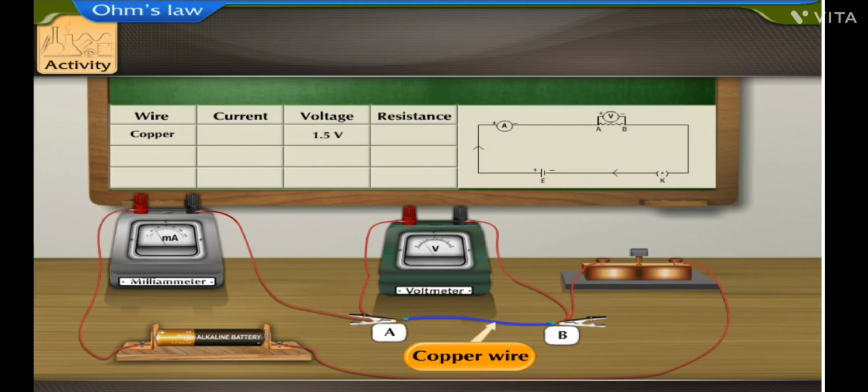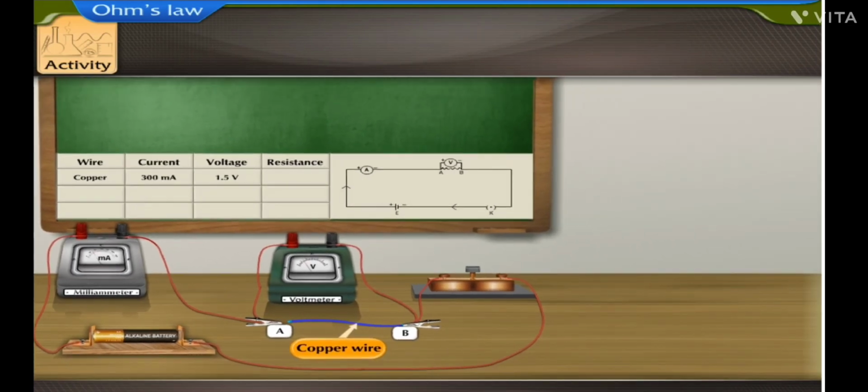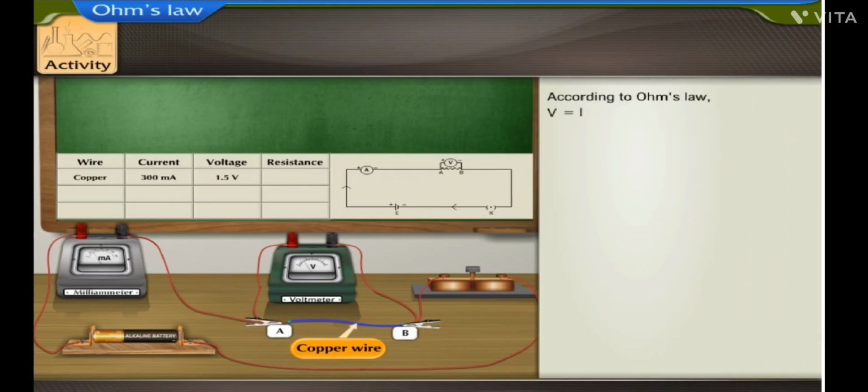It is 1.5 volt and 300 milliampere, which is equal to 0.300 ampere. Let us calculate the resistance of the copper wire using Ohm's law. V is equal to IR. Resistance of the copper wire, Rc, is equal to V upon I, which is equal to 1.5 upon 0.3, which is equal to 5 ohm.